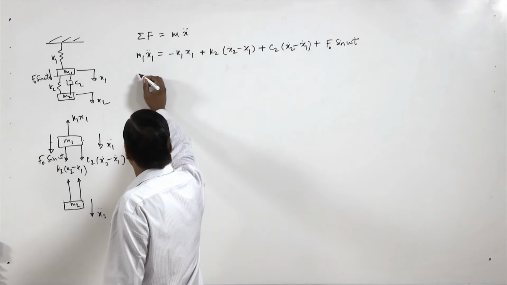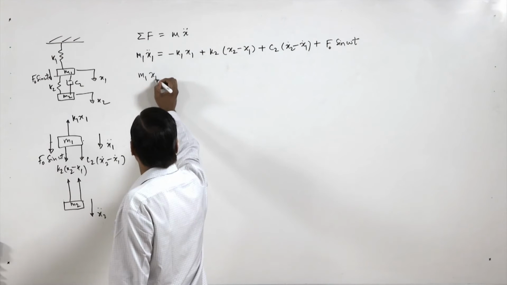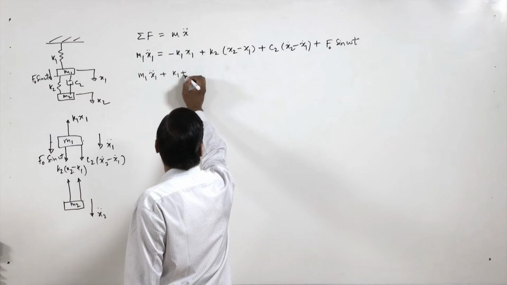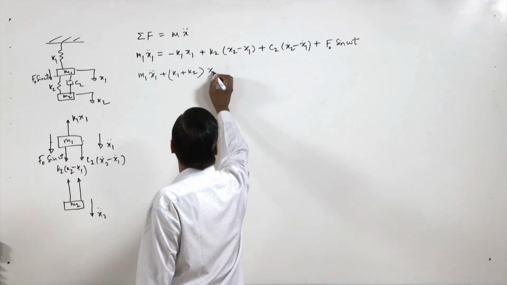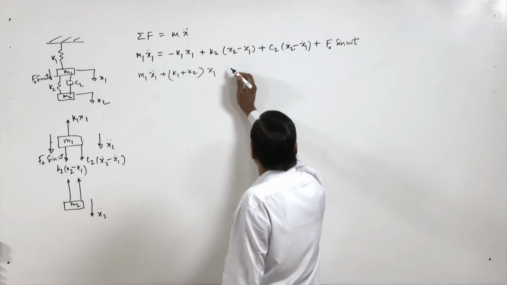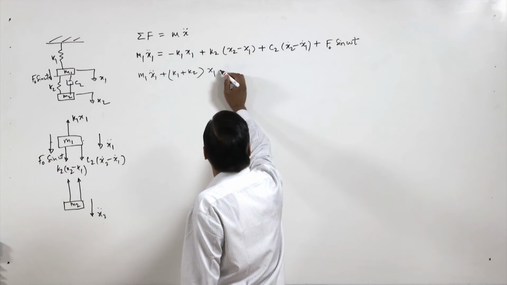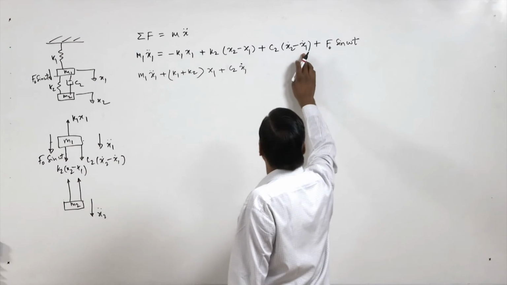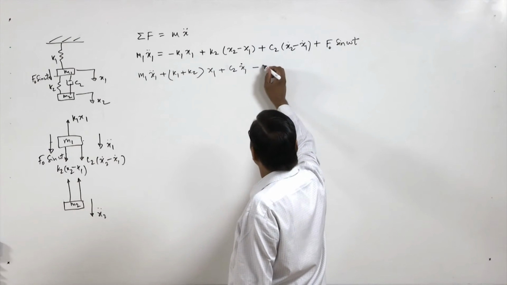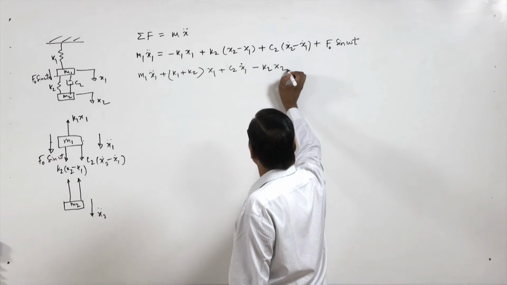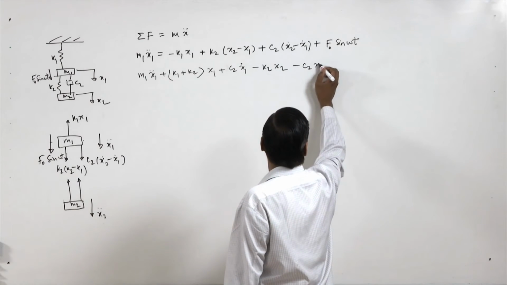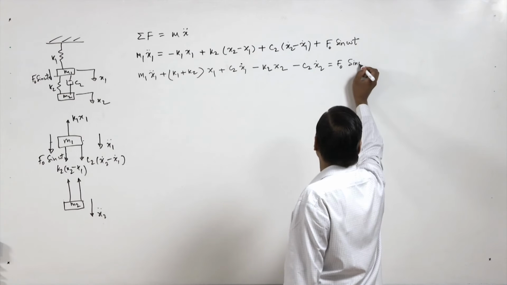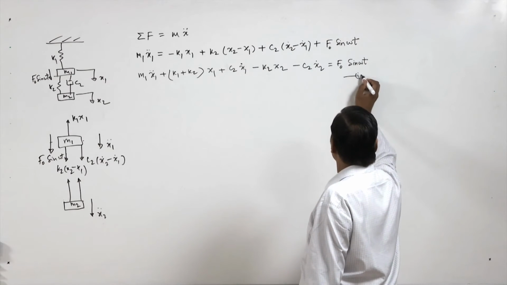Now we can readjust the terms. So m1 x1 double dot, plus k1 plus k2 times x1, and then plus c2 x1 dot, then minus k2 x2, minus c2 x2 dot, equal to f0 sine omega t. So this is equation number 1.